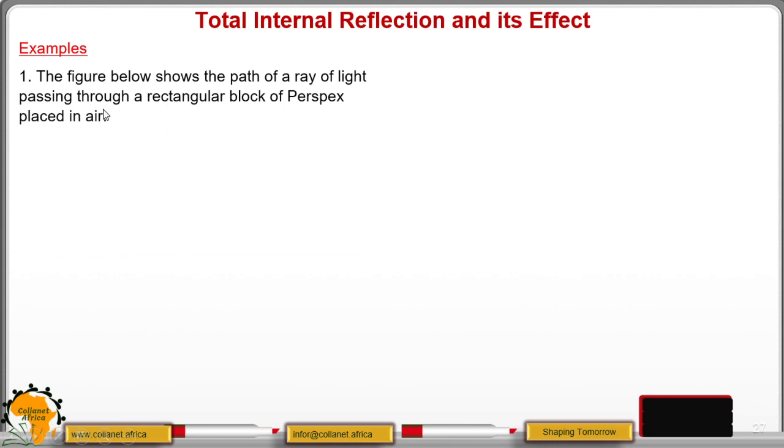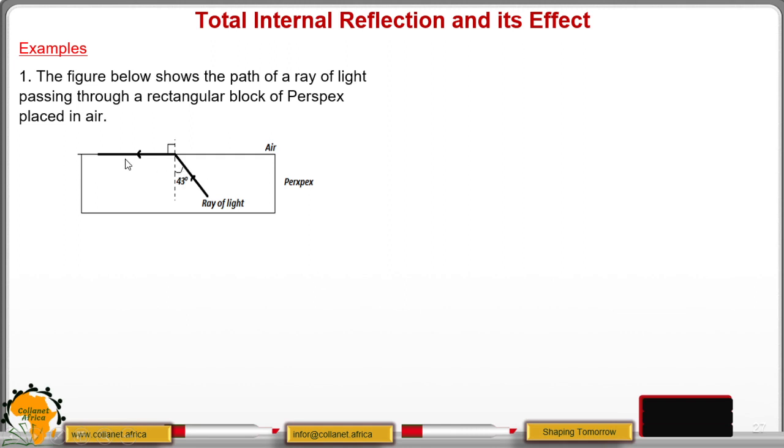Example 1. The figure below shows the path of a ray of light passing through a rectangular block of perspex placed in air. It is like coming like this, from this part moving like that. You can be able to see that.